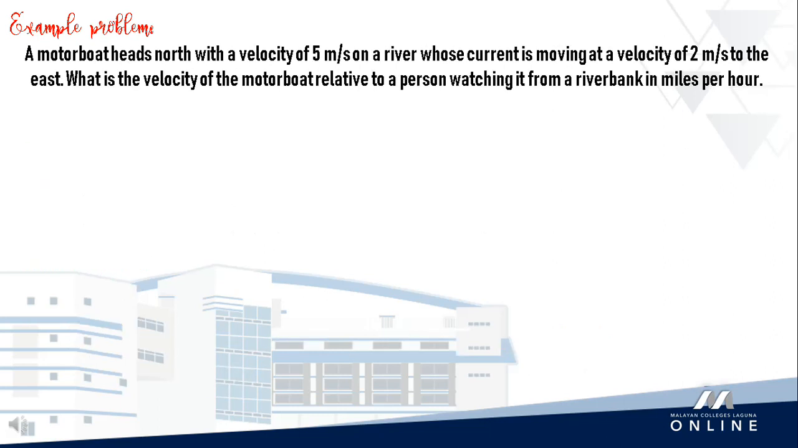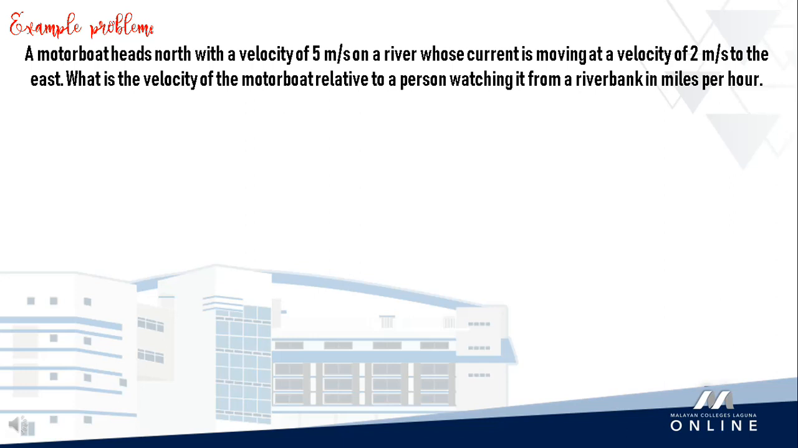A motorboat heads north with a velocity of 5 meters per second on a river whose current is moving at a velocity of 2 meters per second to the east. What is the velocity of the motorboat relative to a person watching it from a riverbank in miles per hour? Again, try to solve this.